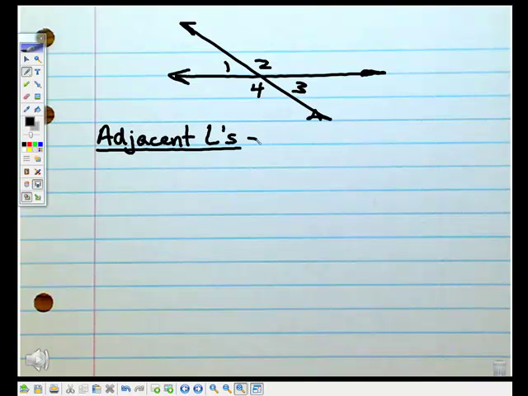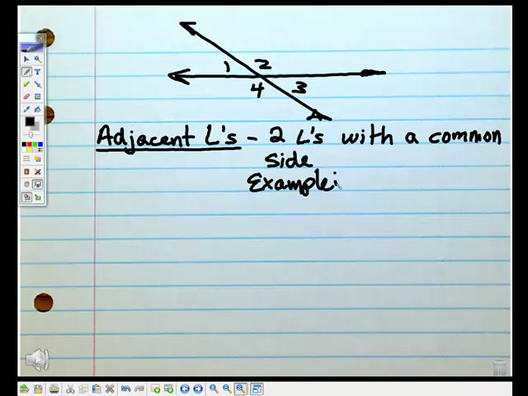In geometry, the definition we're going to use is that they are two angles with a common side. An example of this in what we have up above is angle 1 and angle 2 are adjacent, because angles 1 and 2 share this right here as a common side.